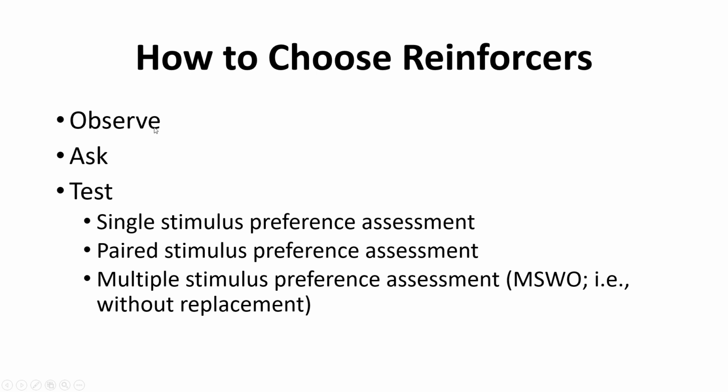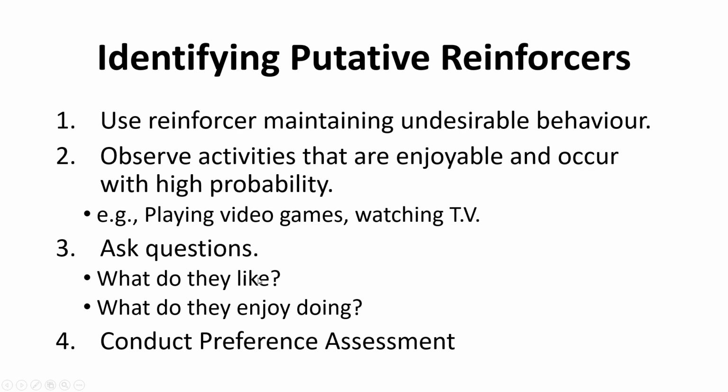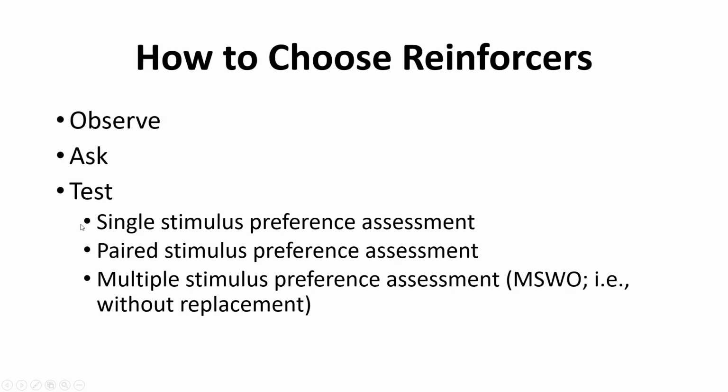So we talked about observing, we talked about asking. For the testing, which is our number 4 here at the bottom, we have a couple of different types of preference assessments. The first being a single stimulus preference assessment, where you have a bunch of possible reinforcers, a bunch of stimuli that you can present. You would present them one at a time and see which ones develop interest. So if you have a child whose behavior you would like to change, maybe give the child a toy. If you have like 6 different toys that they might like, then present them one at a time.